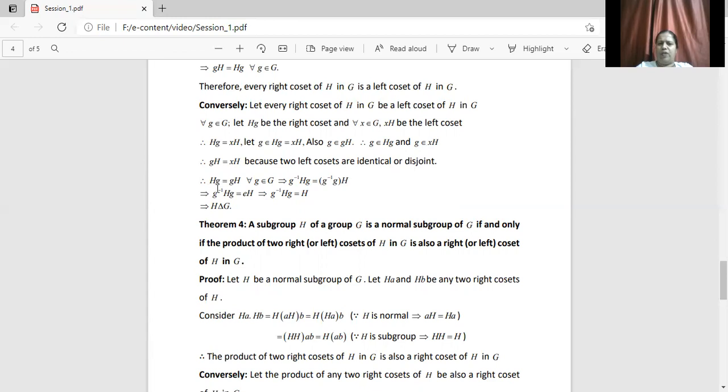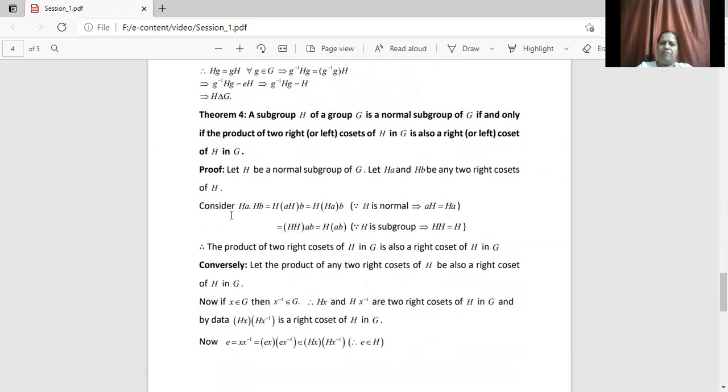Therefore, Hg is equal to gH for all g belongs to G, and that implies g inverse Hg is equal to g inverse g into H, or g inverse Hg is equal to e into H, because g inverse g is again the identity element e, and that gives g inverse Hg is equal to H. Again, from theorem 2, we can say that H is a normal subgroup of G. Next theorem.